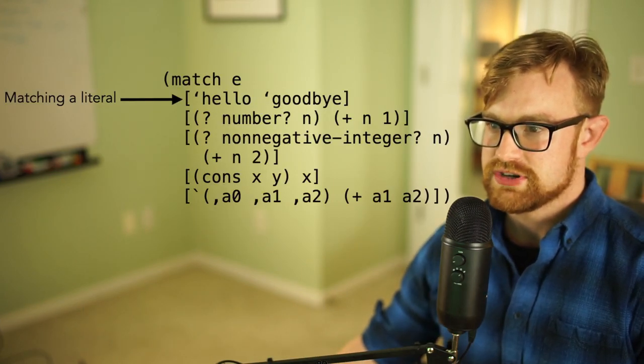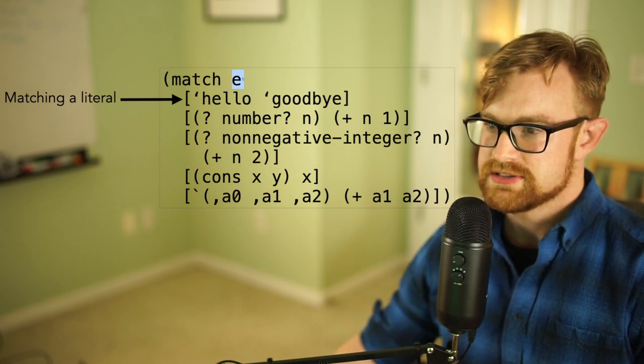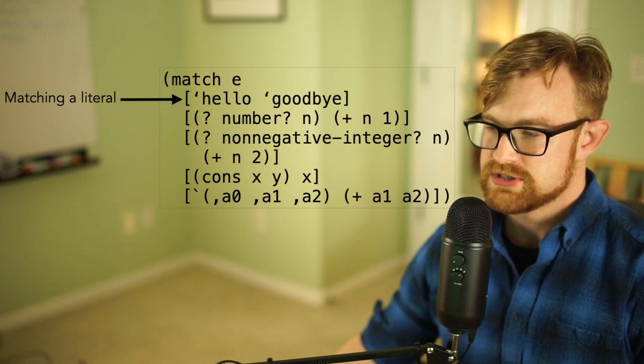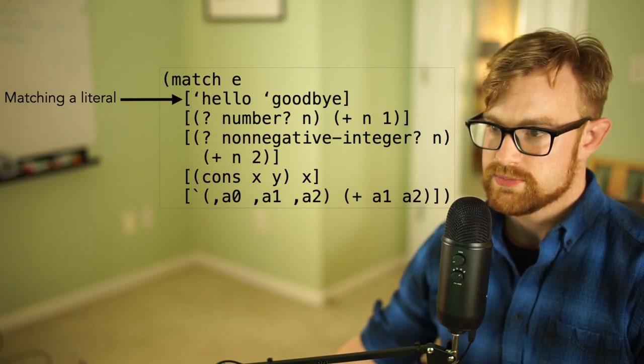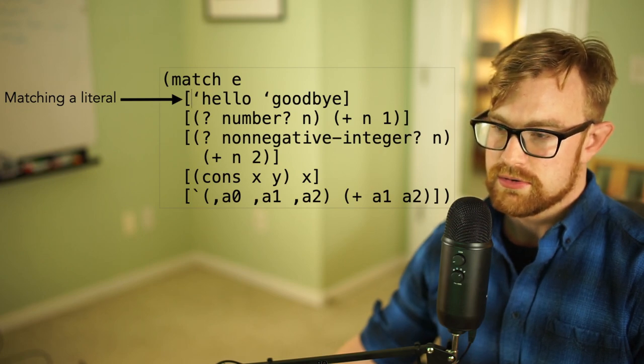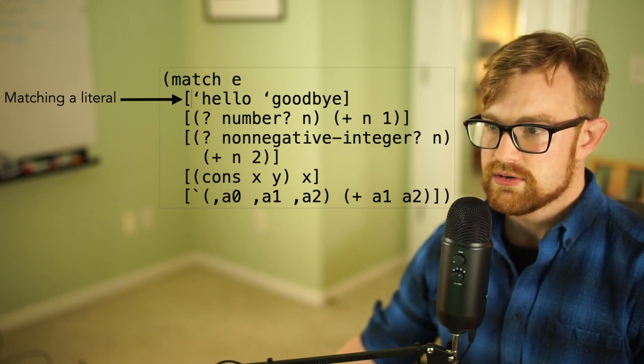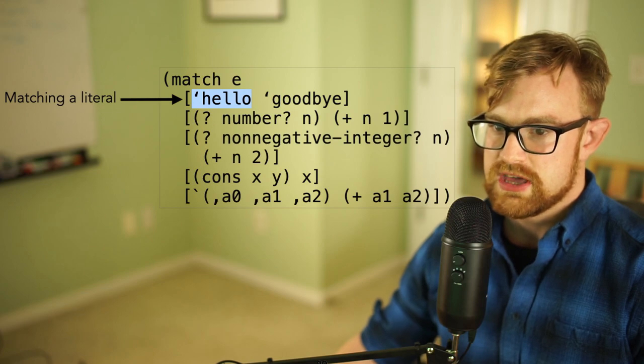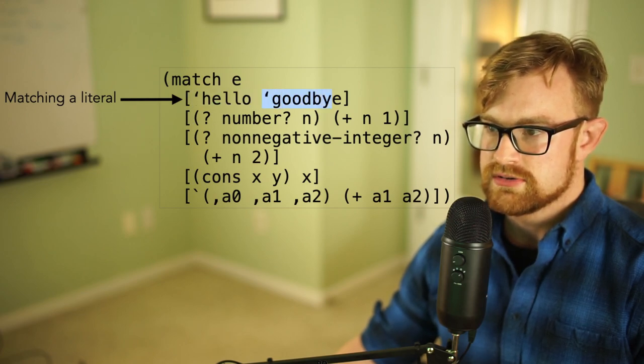So I've got this match up here, matching against E, and we have a whole bunch of different match patterns we're going to check. So let's just walk through them one by one. We'll explain what each one of them does. The first is going to match a literal symbol. So we're matching the literal symbol hello. We're saying when that happens, we're going to return 'goodbye.